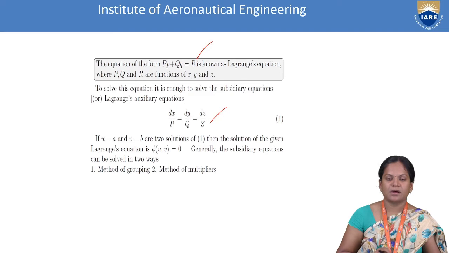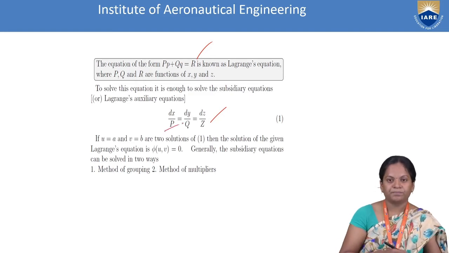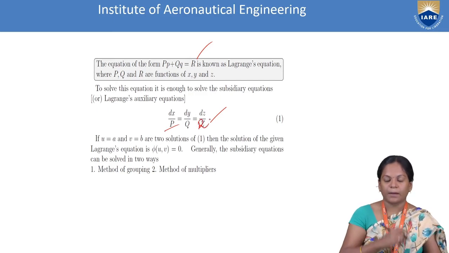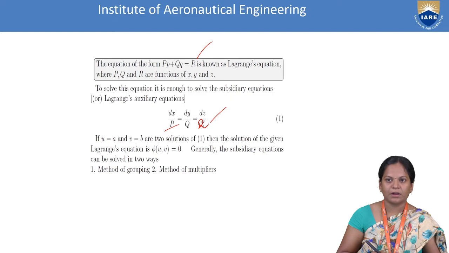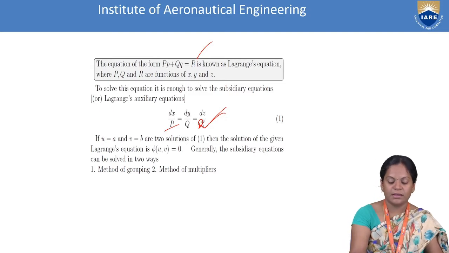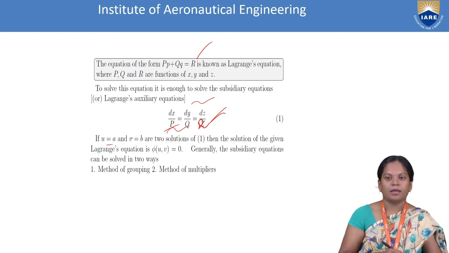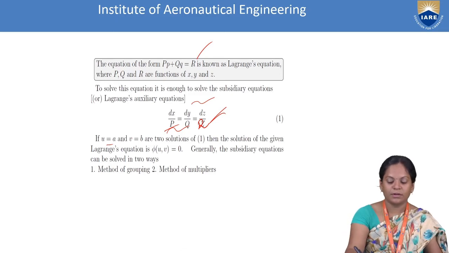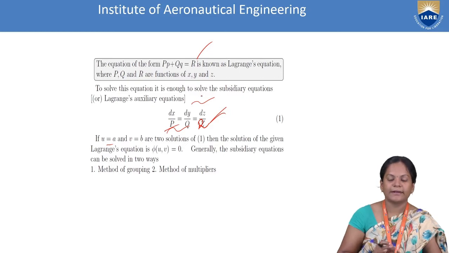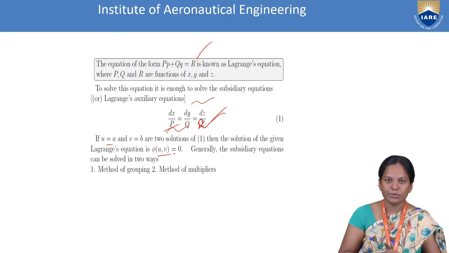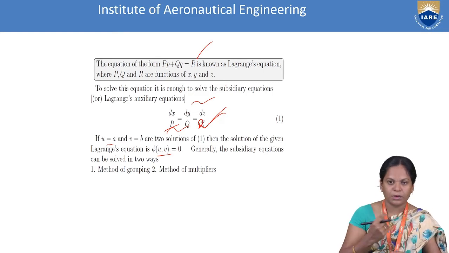Now here the subsidiary equations, or auxiliary equations, are nothing but dx by P equal to dy by Q equal to dz by R. Capital R is also a function of x, y, z. So P, Q, R are functions of x, y, z. If we solve these three equalities, consider any two equalities and solve for solutions u and v. If I take u equal to a and v equal to b, these two are solutions of the given equation. Then the solution of the given Lagrange's equation is of the form phi of u comma v equal to 0, where u is the first solution and v is the second solution.